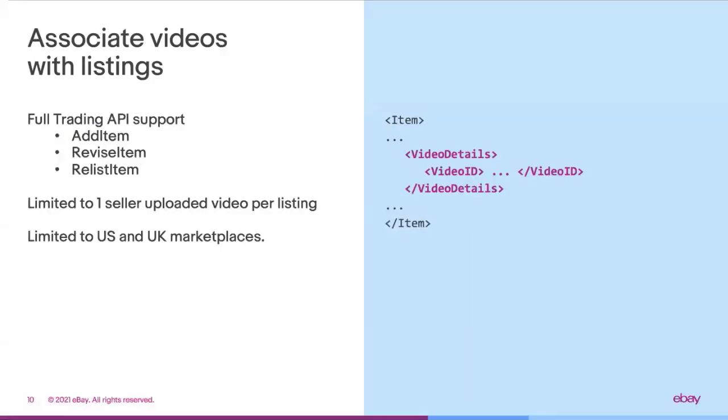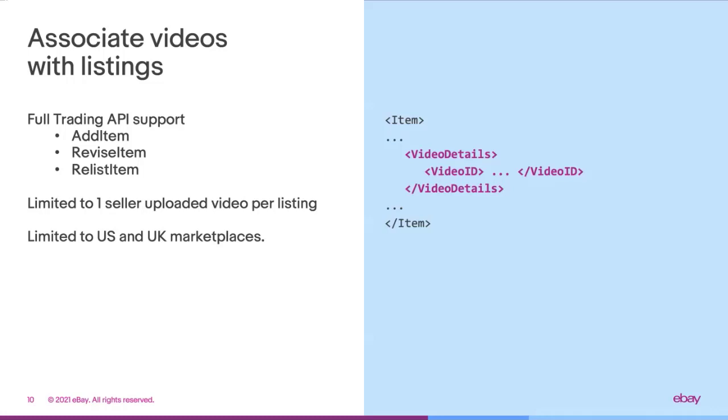Now that we have completed the upload and the video, let's look at the Trading APIs. The Trading APIs have full support for adding videos to your listing. So AddItem, ReviseItem, RelistItem, all of these APIs currently support video upload and video associations. At this point, we limit to only one seller-uploaded video per listing, but as you see, the interface has it as an array, video details. So in future, we'll probably be supporting multiple videos being uploaded for a listing. And also at this point, we are limiting this to US and UK marketplaces.